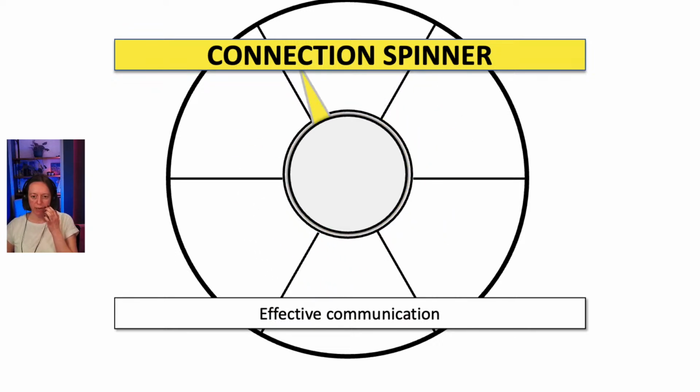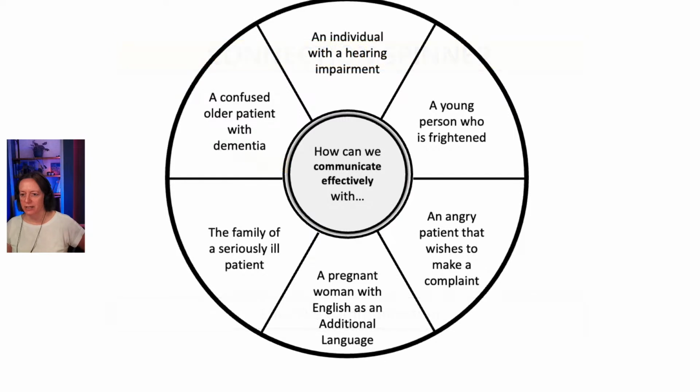Okay, so with the connection spinner, what we're going to do is spin the spinner and then work out the connection between effective communication and the thing that the spinner lands on. So we have, how can we communicate effectively with, and then we've got some people. We've got an individual with a hearing impairment, a young person who's frightened, an angry patient who wishes to make a complaint, a pregnant woman with English as an additional language, the family of a seriously ill patient, and a confused older patient with dementia. So let's spin the spinner, see where we land.